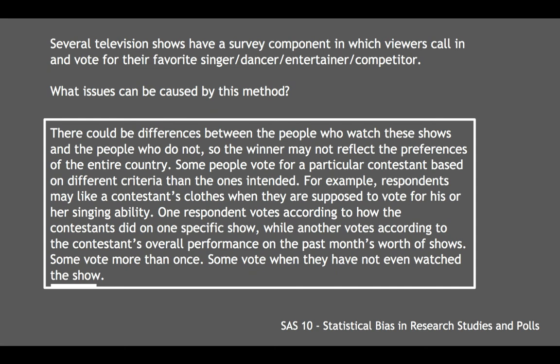One respondent votes according to how the contestants did on one specific show, while another votes according to the contestant's overall performance on the past month's worth of shows. And some vote more than once, and some vote when they haven't even watched the show.